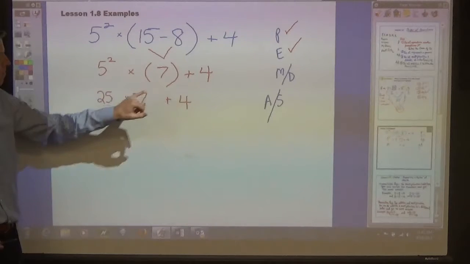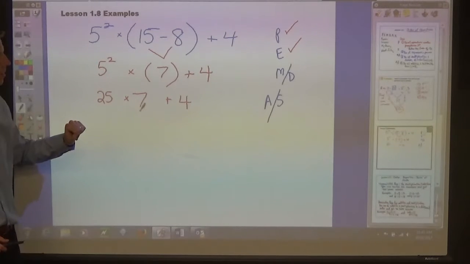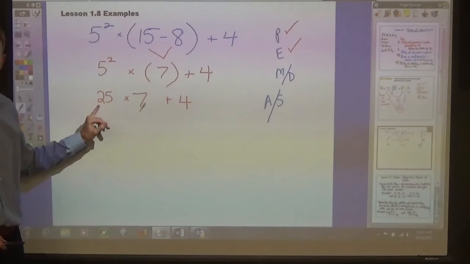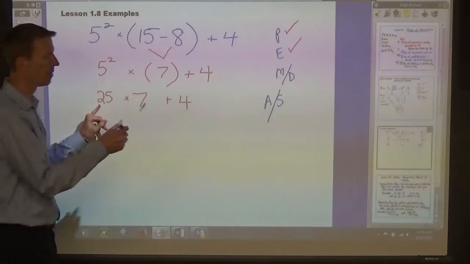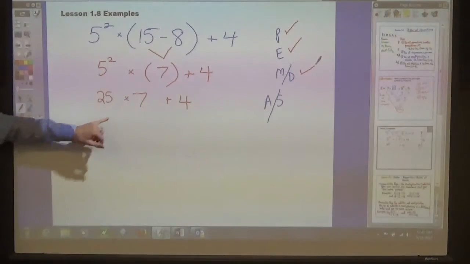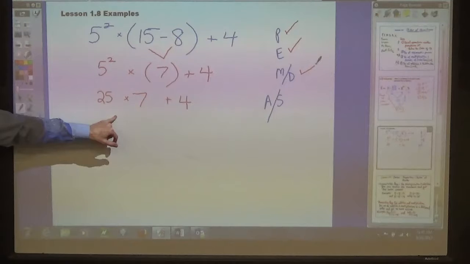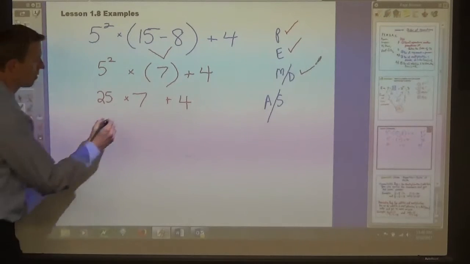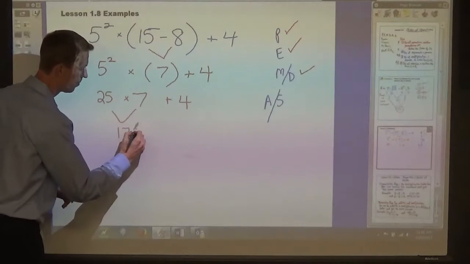So now, what should we do next? Should we add or multiply? Multiply. Multiply 25 times 7. And if I were you, I'd count by 25s. 25, 50, 75, 100, 125, 150, 175.